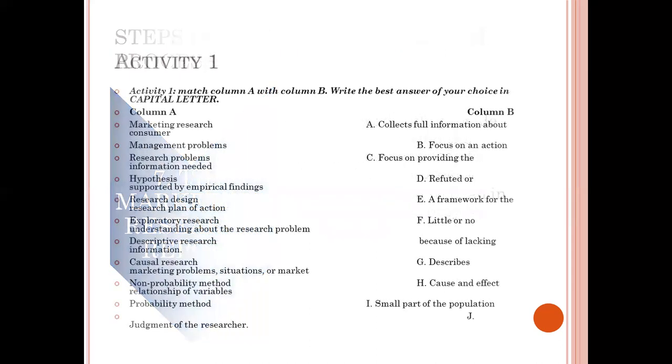So for this week, we have two activities. We have matching type and also marketing application. So you may answer both activities, but I will only require you to submit activity 1. So matching type, total of 10 items, match column A with column B, and write the best answer of your choice in capital letter. So we have some references and suggested reading, so it's just the same.